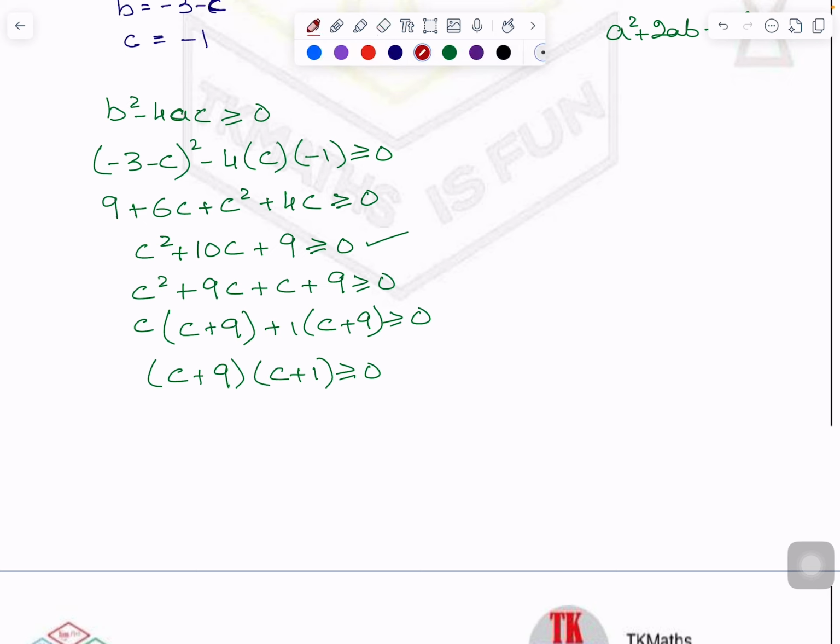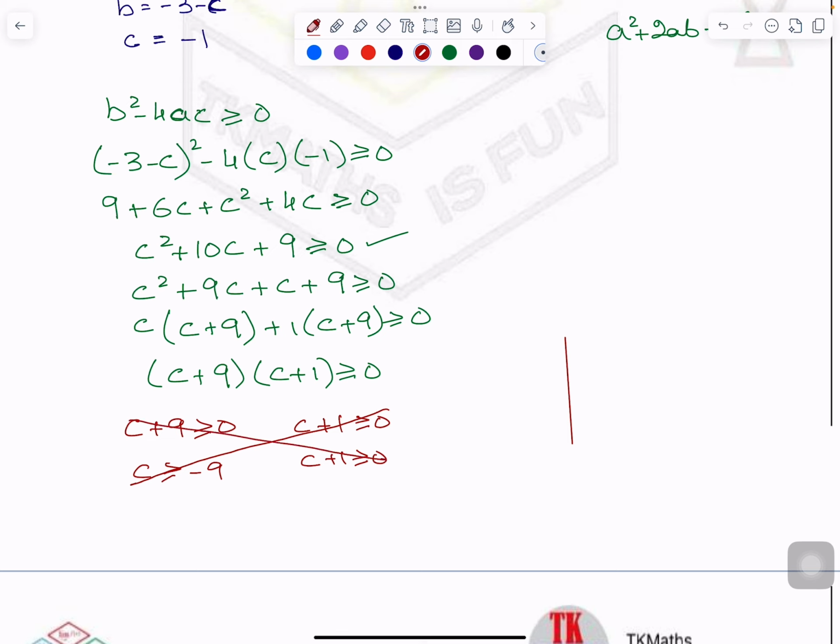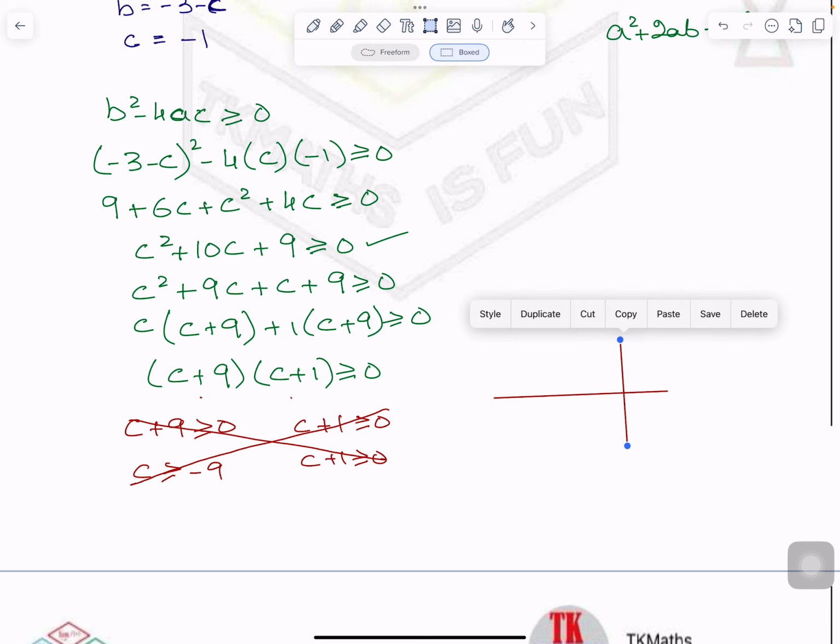Now from here, a second mistake happens. A student writes it like this: one answer and second answer, which is not the right way. Basically, this is a quadratic inequality. So the factors are telling you the x-intercepts. For example, it is minus 1 and minus 9.